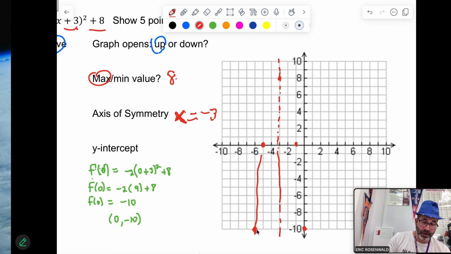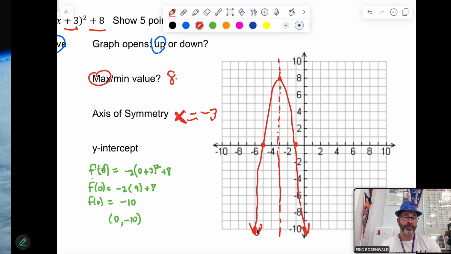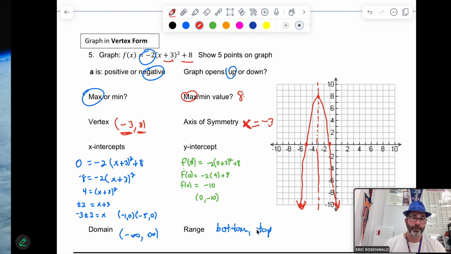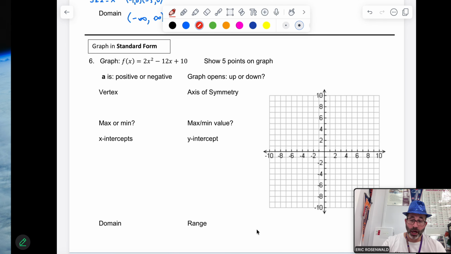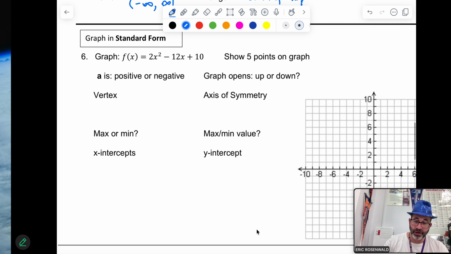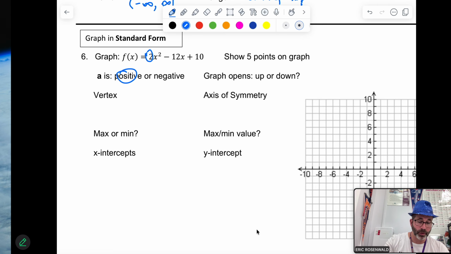So now we can go ahead and just make our curve. And we've got everything from our graph now in here. Okay? All right, let's go to number 6. Same exact idea. We've got the a value here is positive. Because it's positive, this is going to open up. My vertex for this, we don't know yet, so we're going to have to calculate that.